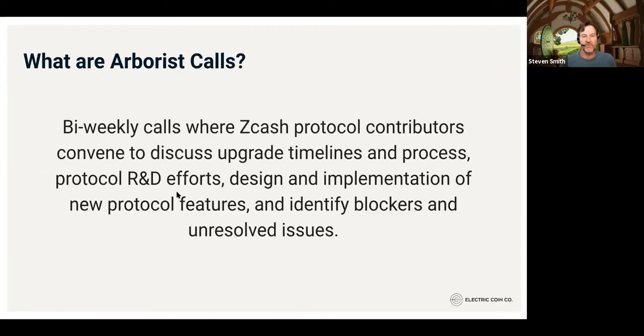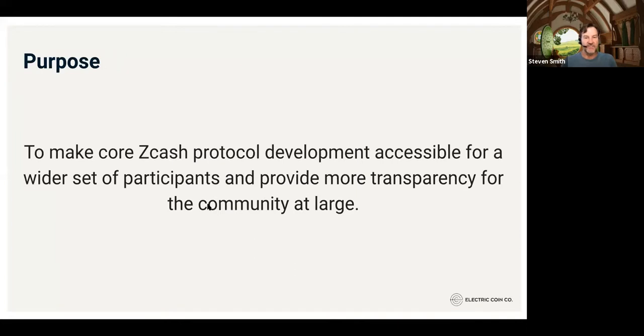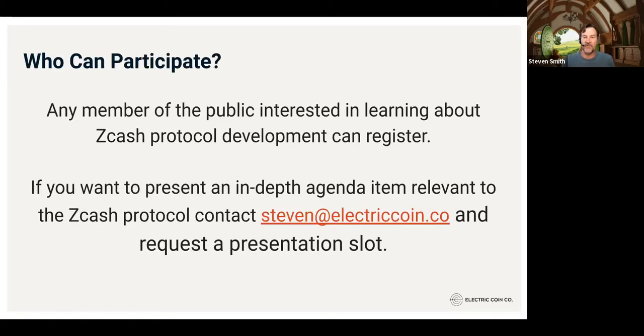Briefly, if you're not familiar with Arborist calls, they're where protocol developers, contributors, and folks interested in protocol development get together to talk about upgrade timelines like we'll do today, the process of producing network upgrades, current R&D efforts, design, and implementation. Any and all things protocol related are up for discussion. The purpose is, one, to make it more transparent, so the community at large has insights into what's going on on the protocol side and how we're progressing. But it's also open, to encourage and make it easier for people to plug in and contribute. Anybody can participate in the calls.